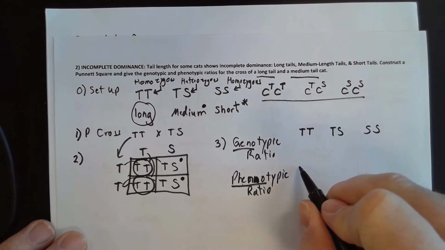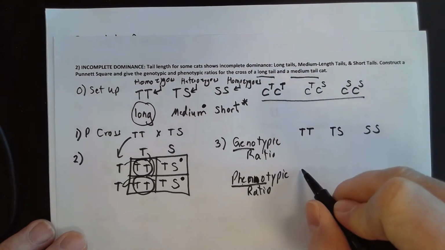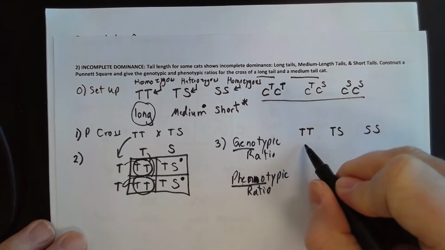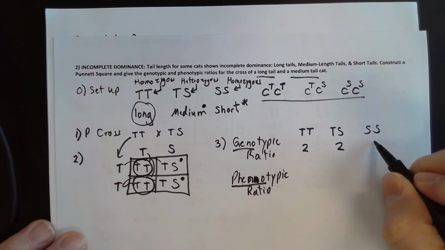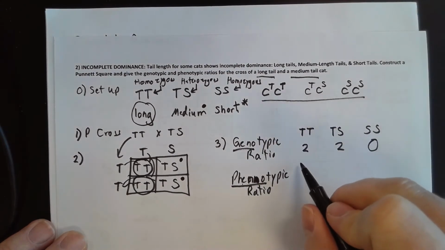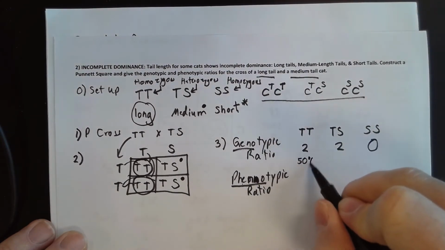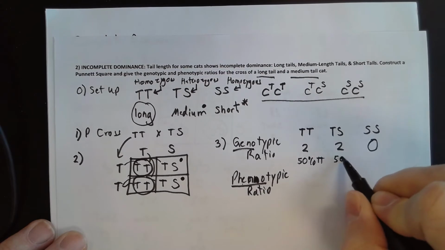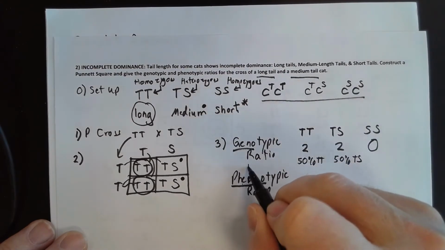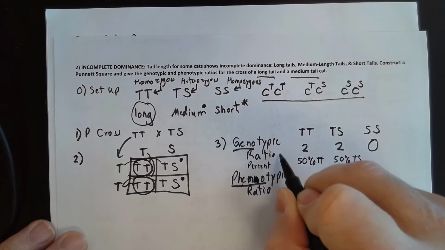Okay, let's see here. TT, and okay, let's do this first. So let's just count. We have 2, 2, and 0. Am I right? So we have 50% TT, 50% TS. See, when you have the ratio, you also find the percent.